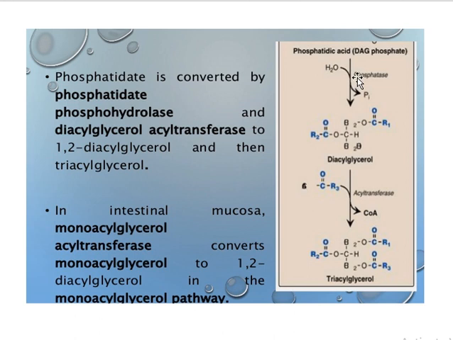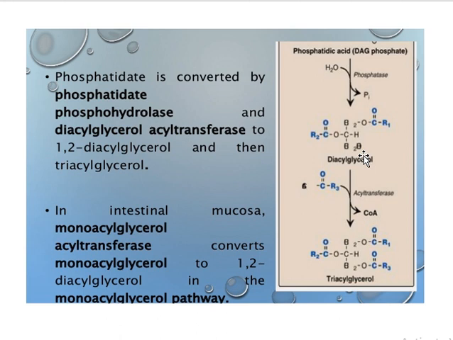Then this phosphatidic acid is converted to 1,2-diacylglycerol, and this reaction takes place by the action of phosphatidate phosphohydrolase. This enzyme dephosphorylates the phosphate group present at the third position of the phosphatidic acid to convert it into 1,2-diacylglycerol. The enzyme which catalyzes this reaction may simply be called a phosphatase.